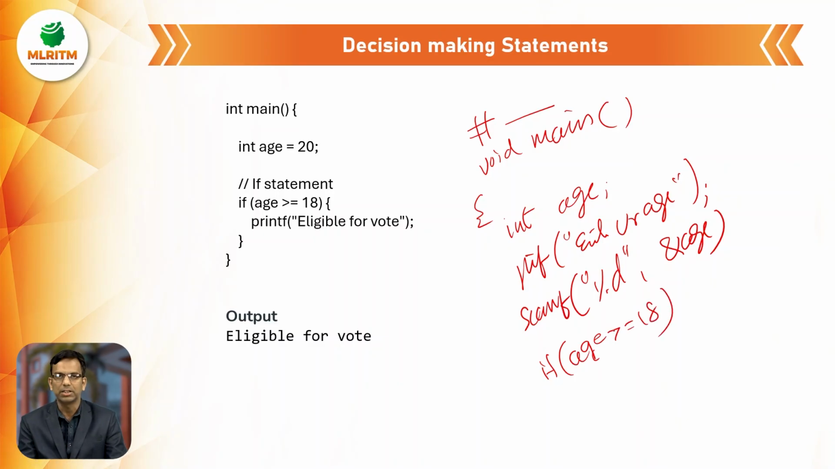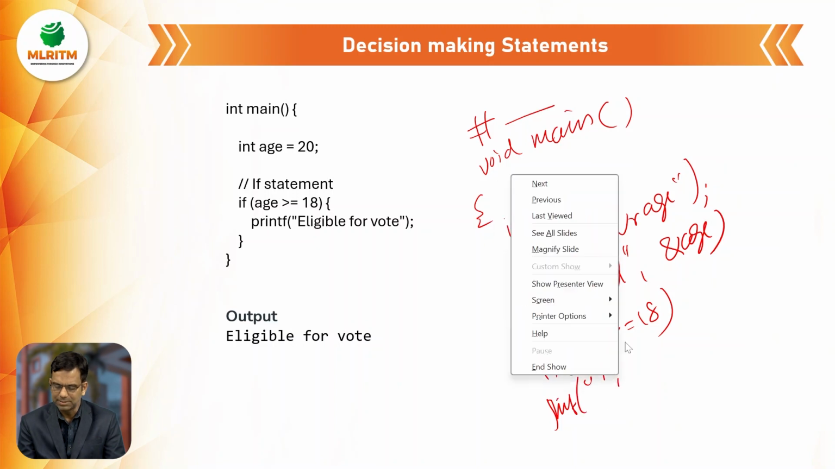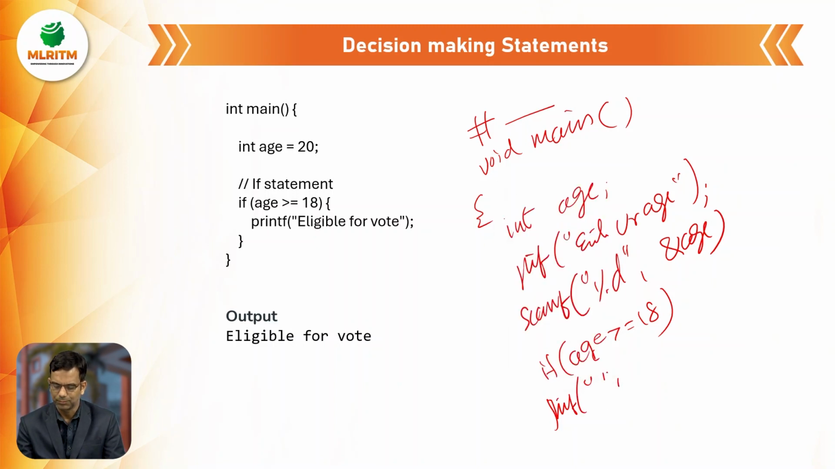Okay, whatever age you input, if that age is greater than or equal to 18, here I am writing printf "has right to vote". One condition and one statement.